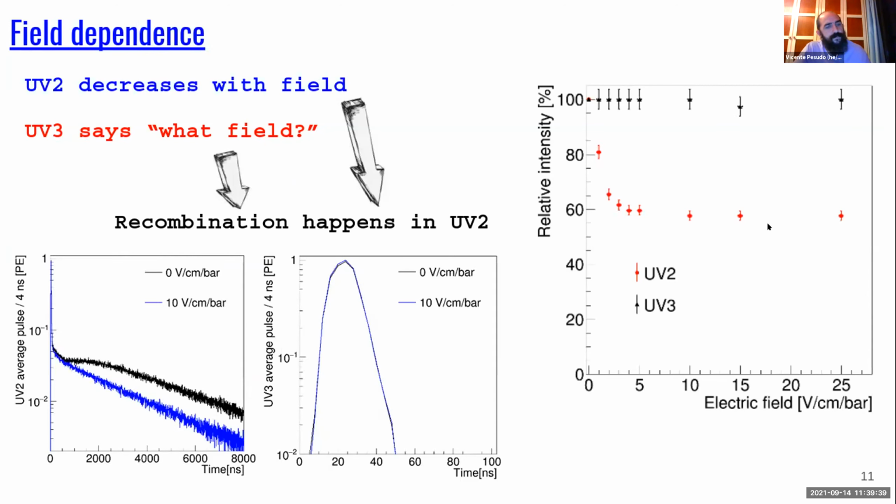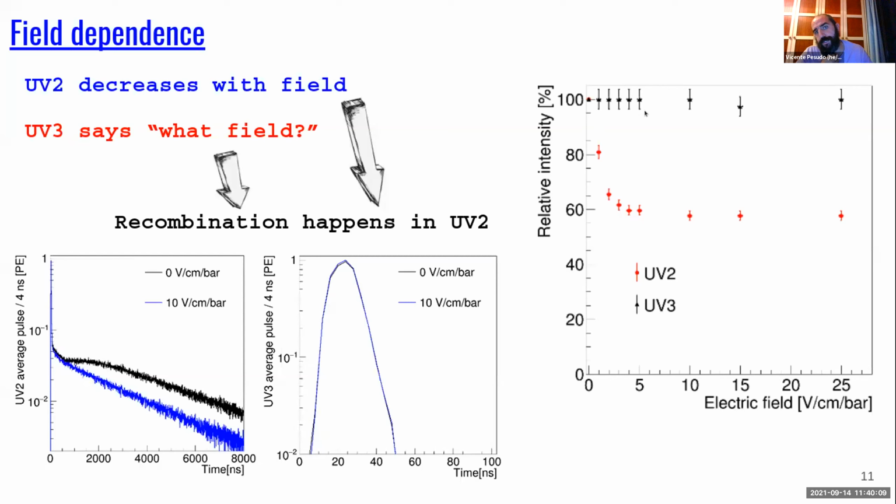Then we perform the test in a field cage. With the field, we see how UV2 decreases. You can see this late light that is produced by recombination, how it goes away when the field is put in, while UV3 doesn't care much about the field at all.